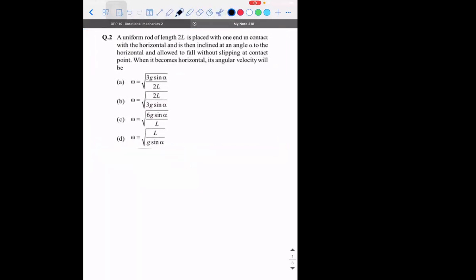Now see. There is a uniform rod of length 2L which is placed with one of its end in contact with the horizontal and inclined at an angle theta to the horizontal. It is allowed to fall without slipping at the contact point. When it becomes horizontal, its angular velocity will be. How to even solve this? Are you guys able to visualize it?